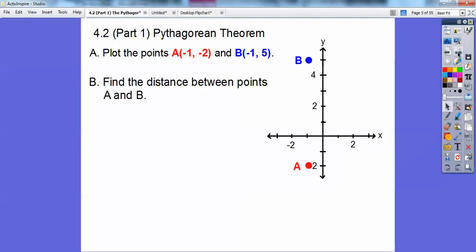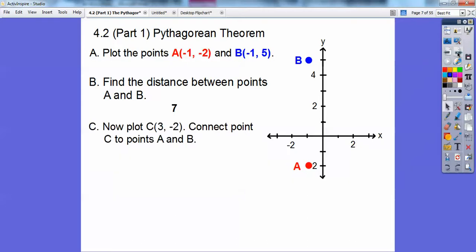Okay, so find the distance between those points. Well, I can just count, you guys, how many spaces. So from here I'll just go down and count. There's 1, 2, 3, 4, 5, and then 2 more, 6, 7. So the distance is 7 going down there, okay? We're going to be dealing with distance here, but that'll be in the next lesson, you guys. We'll talk about the distance formula, and the Pythagorean Theorem we'll get started with today.